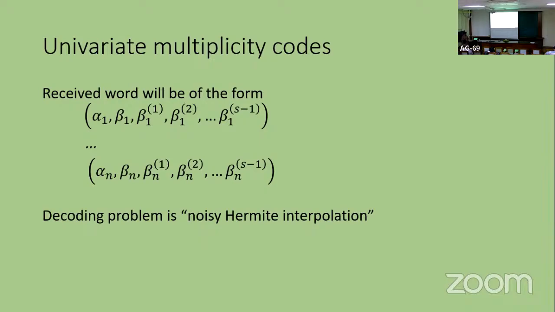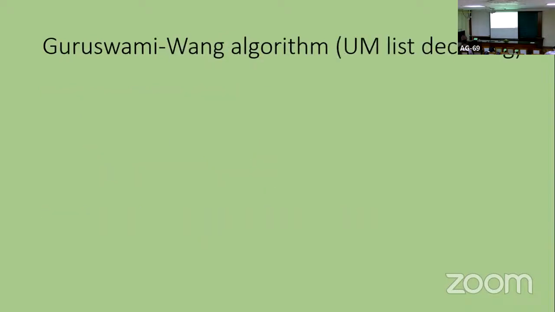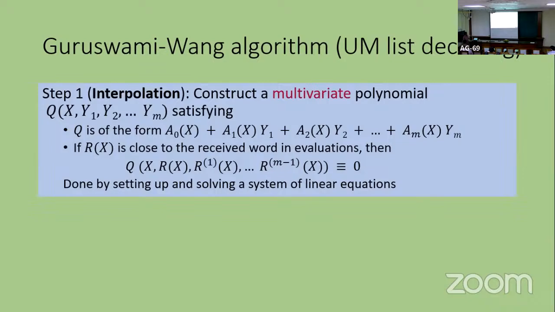And the decoding problem: if Reed-Solomon decoding was noisy polynomial interpolation, then this univariate multiplicity decoding is noisy Hermite interpolation. Guruswami and Wang gave a list decoding algorithm for this, and luckily it's not too different from the ones we have seen. Step 1 is again interpolation. Instead of a bivariate polynomial Q, this is going to be some m-variate polynomial, where m will be at most s. And we are going to impose an additional constraint on what Q should look like. Q has to look like this: A0(x) plus A1(x) y1 plus A2(x) y2 and so on. Q must necessarily be of this form. And rather than a degree constraint and then inferring the nearby polynomials from the degree constraint, we are just going to say this directly: if R(x) is close to the received word, then Q must be identically zero. And the way they do this is they set up and solve a system of linear equations.